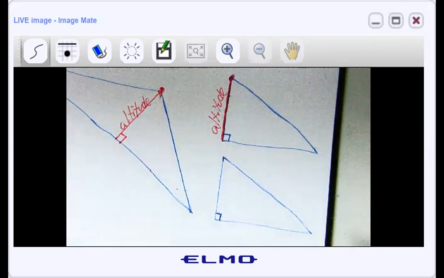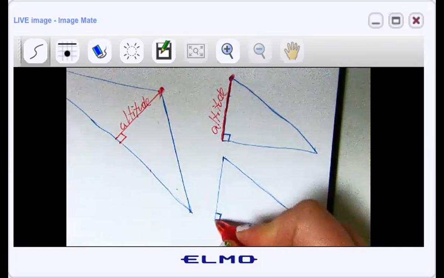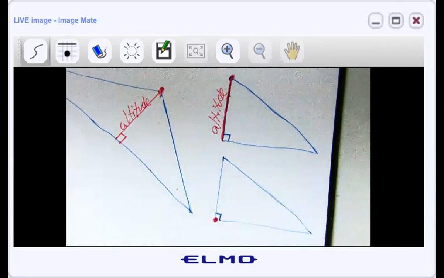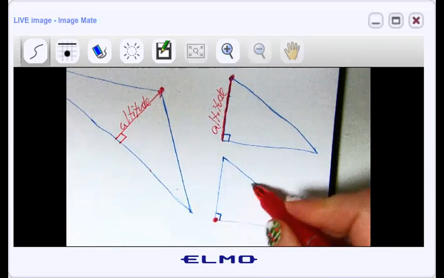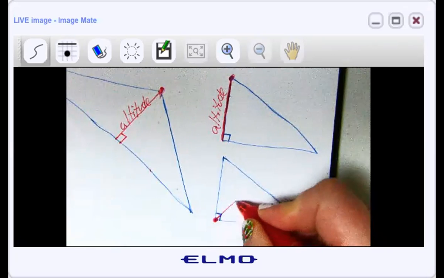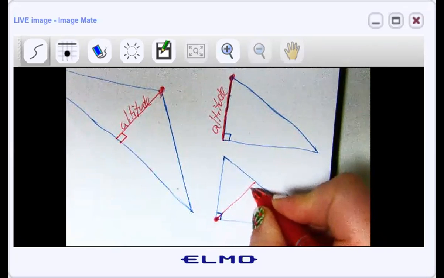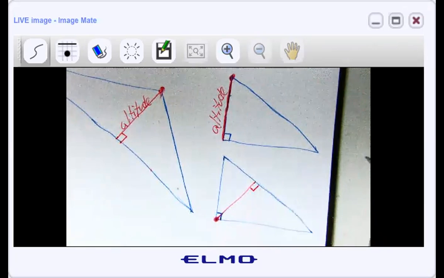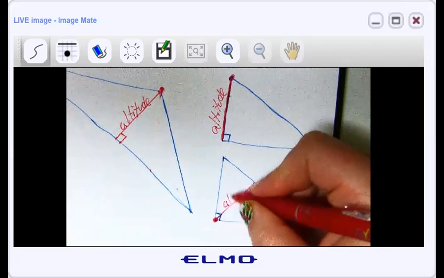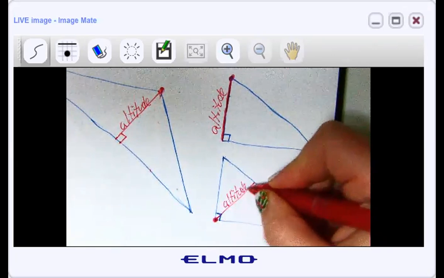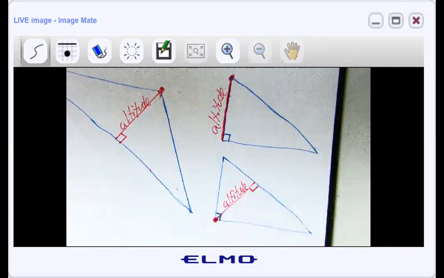Anyway, what if I wanted to start my altitude at this vertex? Because you should be able to draw it from any vertex you want. So if I wanted to do it from that one, I've got to drop perpendicular to this other side. So it could look like this, right? Where there's my right angle. So that is possible. You can still have the altitude on the inside, but it is possible to have it as one of the sides of the triangle.